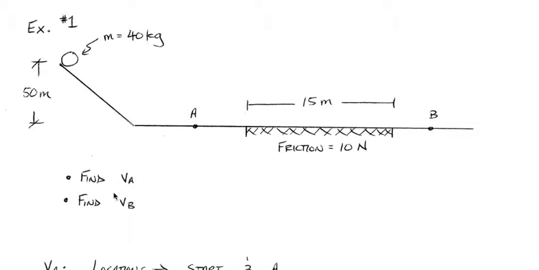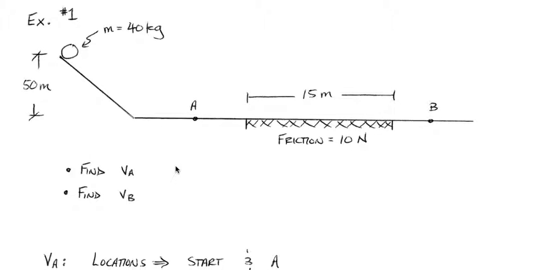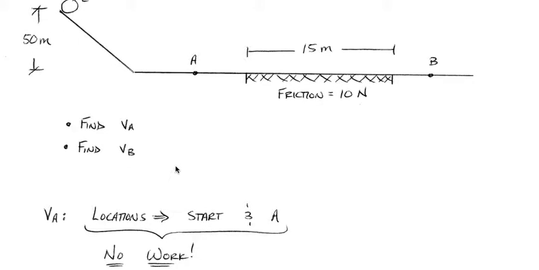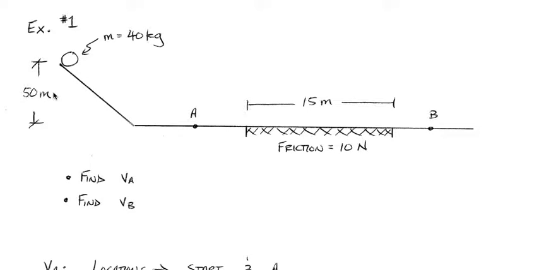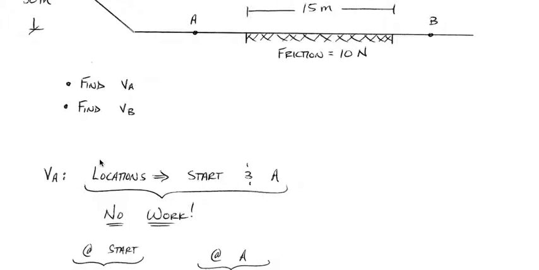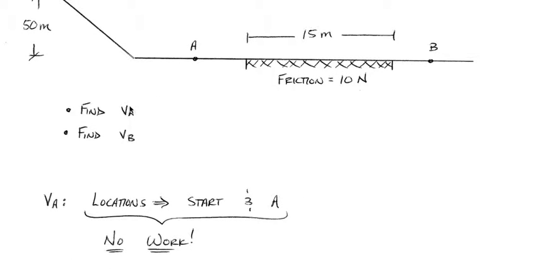All right, so how do we go about finding this velocity at A? Well, again, we always have to choose our two starting points or our two locations. A good one is generally the start because I do have enough information here to find how much energy I'm working with. And then A, obviously, because that's where I'd find the velocity at A.